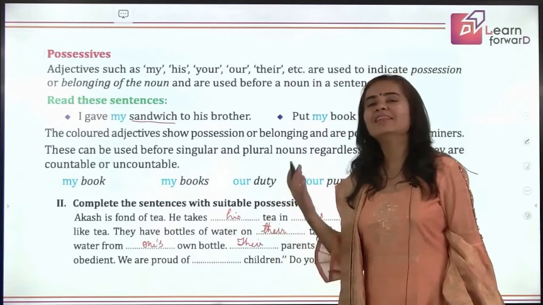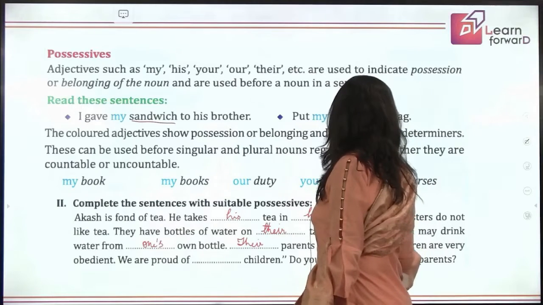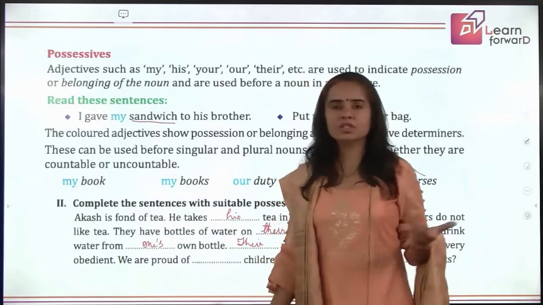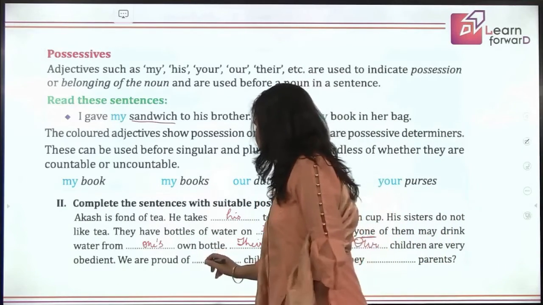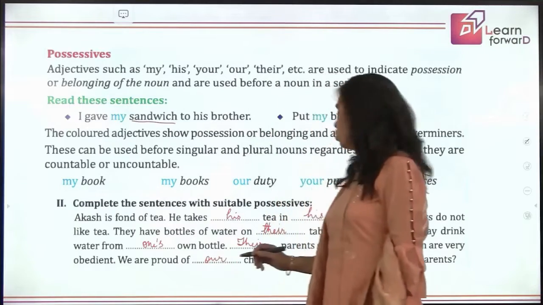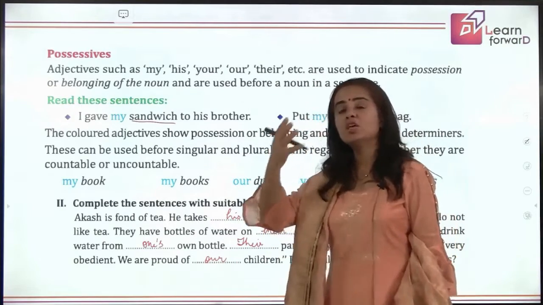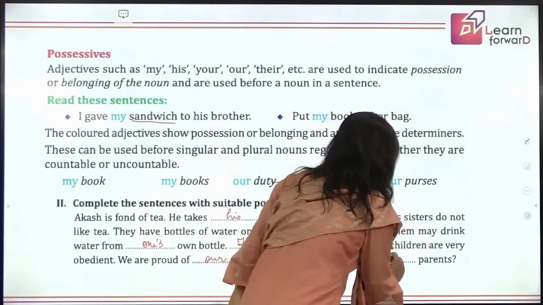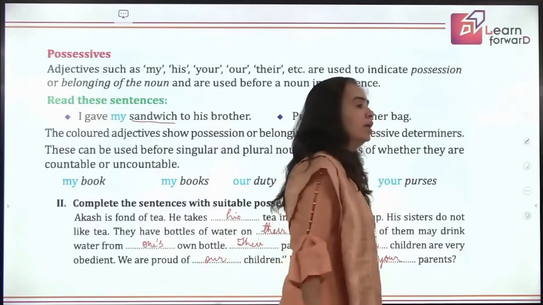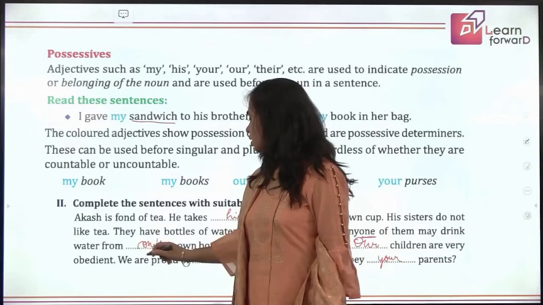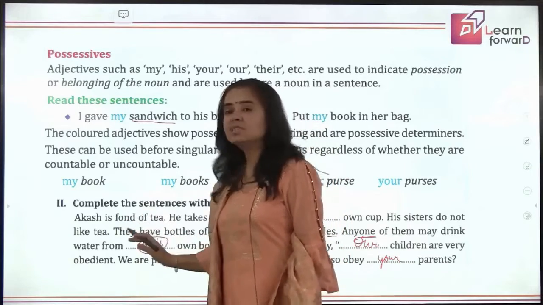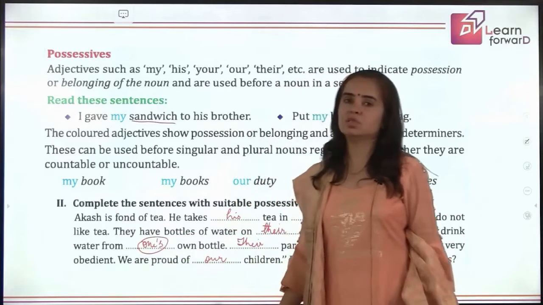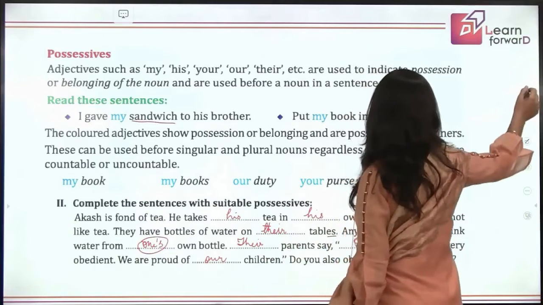Whose children? The children of parents. So they are saying our children are very obedient. Good. We are proud of whose children? Our children, of course. Do you also obey dash parents? Now we are asking you, do you obey whose parents? Your parents. Perfect answer. Right? So here the only word once is not the, this is demonstrative, this is possessive. This is a possessive noun we have used here. Okay, children? Yes. Let's move to the next.